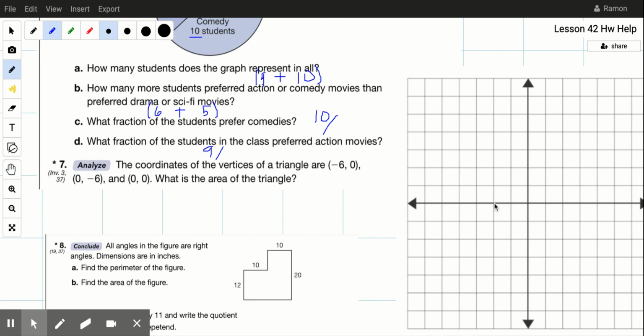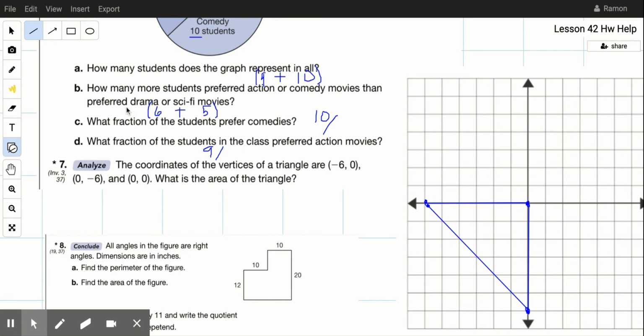So 1, 2, 3, 4, 5, 6. And then we have 0, -6. So 0, -6. So 2, 4, 6. And then we have the origin, which is 0, 0. So now we can accurately create this triangle. So extend that there, extend the line there, and then connect this dot here.